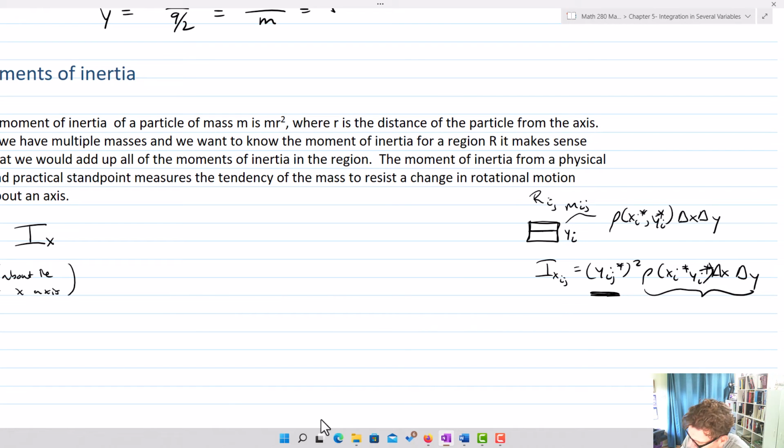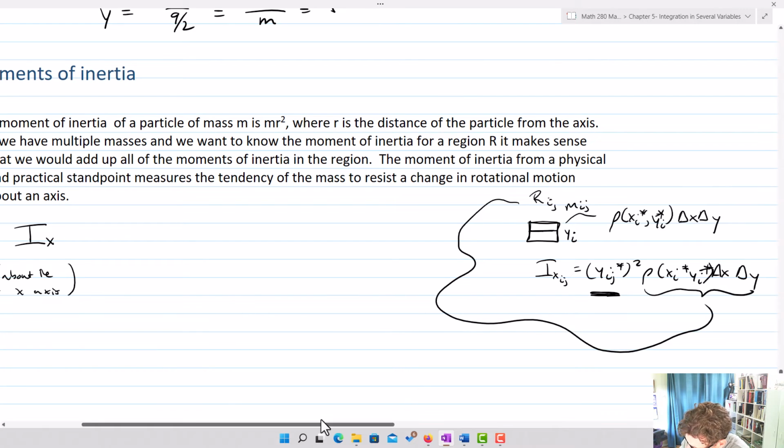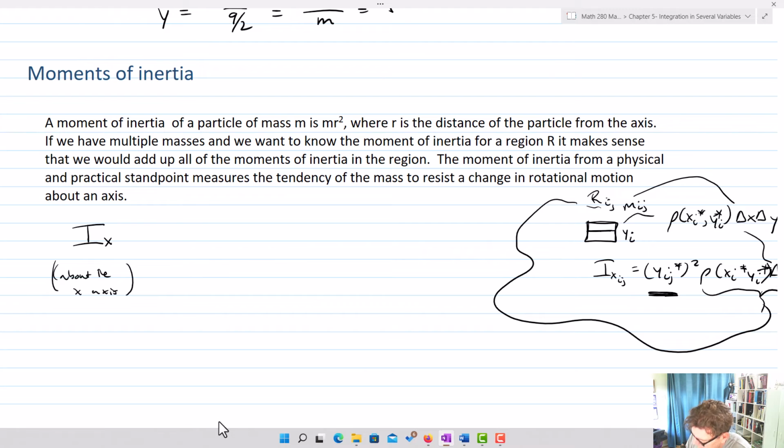We imagine we've got an entire region. There's our region, and we're going to add them all together. We take the limit as k and l go to infinity, as we get more and more of these regions that are smaller and smaller in size. And we get Ix equaling the double integral over the region D of, in this case, y squared rho of x,y dA. Whether we use dy dx or dx dy doesn't really matter.